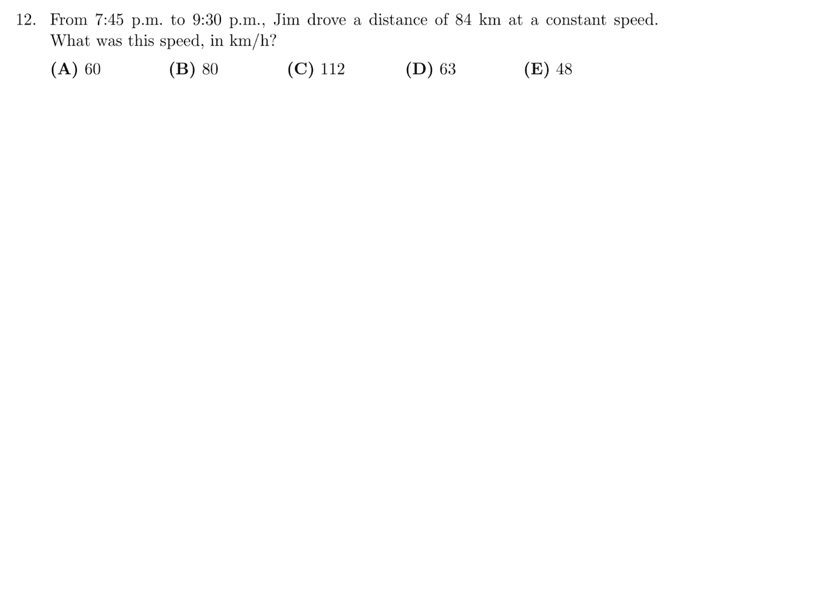From 7:45 p.m. to 9:30 p.m., Jim drove a distance of 84 kilometers at a constant speed. What was the speed in kilometers per hour? Our formula is speed equals distance over time. Our distance, they tell you, is 84 kilometers. And our time, we have to put that in hours.